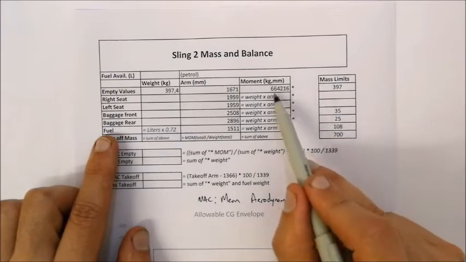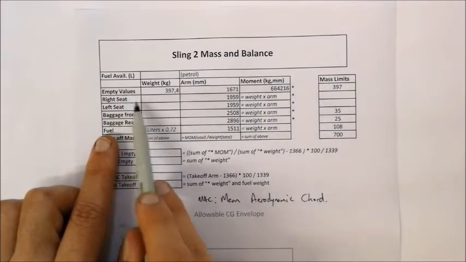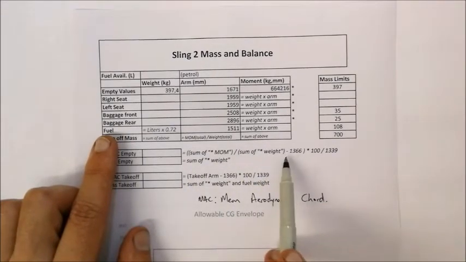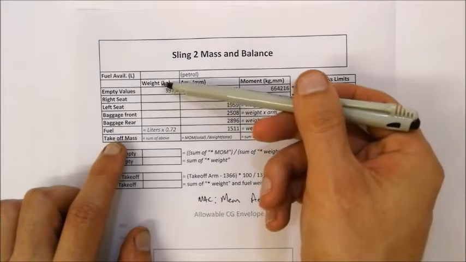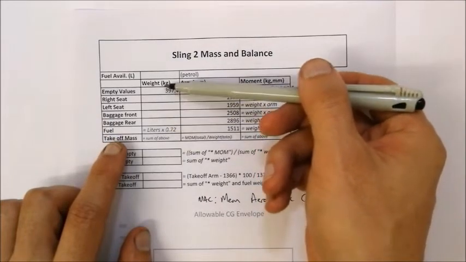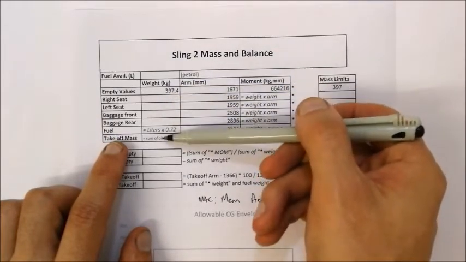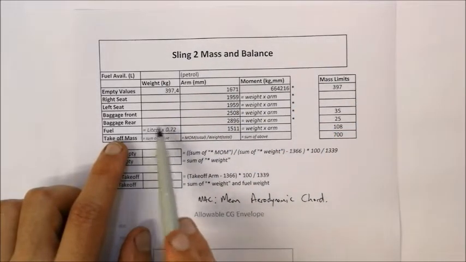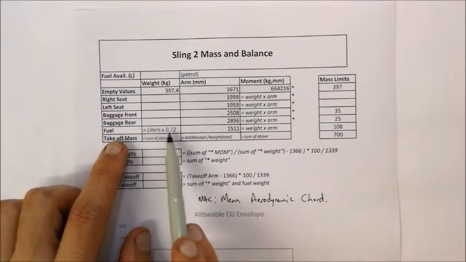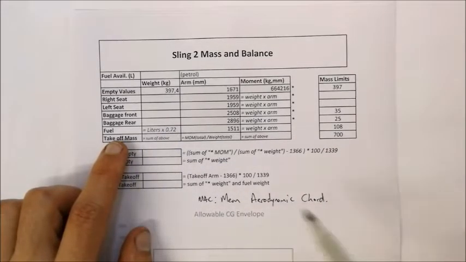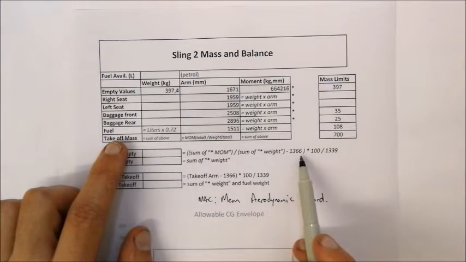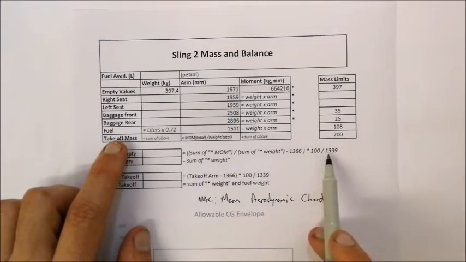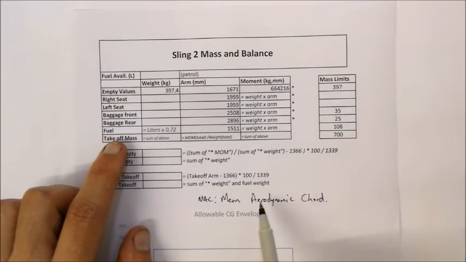Remember to also include the moment value calculated there for the empty aircraft. You're going to divide it by the sum of the weight that you've entered in this column. But keep in mind fuel is 0, so we won't be adding up the fuel value over there. Minus 1366, and then all of that in brackets multiplied by 100 and divided by 1339.